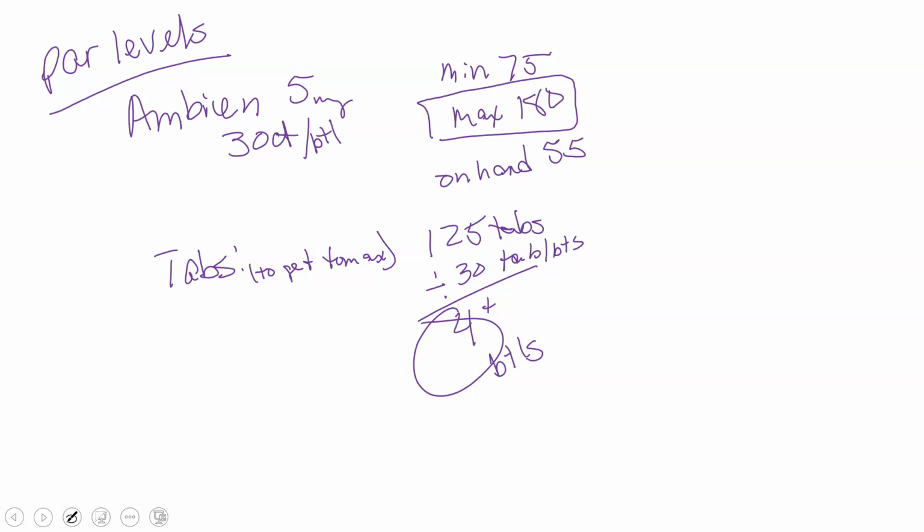Some places it depends. There's always going to be exceptions, right? If you're headed into a slow season, you might order down a little bit. If you're getting into a busy season or it's a weekend order that needs to get you through to Monday, you might go over the 180. You might go ahead and order that 5th bottle just to be safe. We're not going to worry about those exceptions. We're just doing the math.